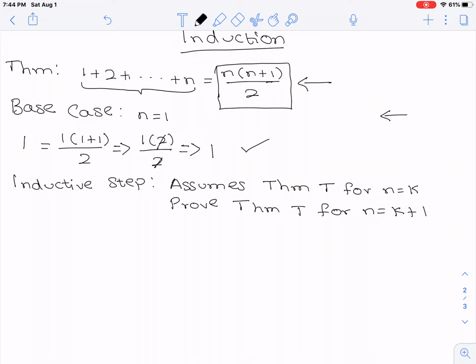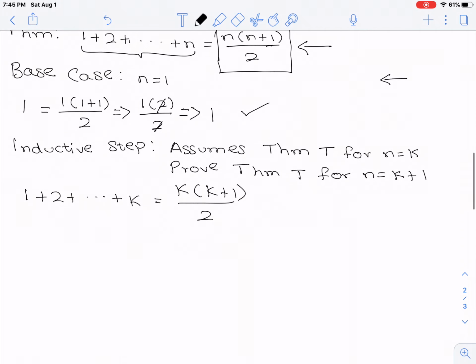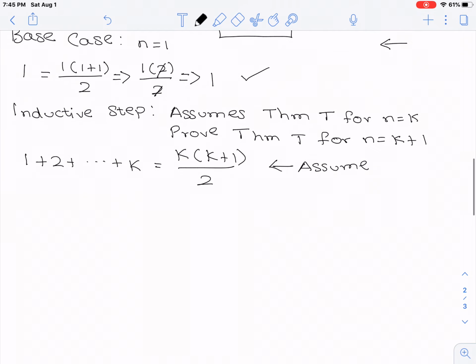So now we just have to complete the inductive step. The way we do this is we first substitute k for n in our theorem. So we have 1 plus 2 plus all the way to k is equal to k times k plus 1 over 2. We just substituted k for n in our theorem. This is our assumption. Now we need to prove this.